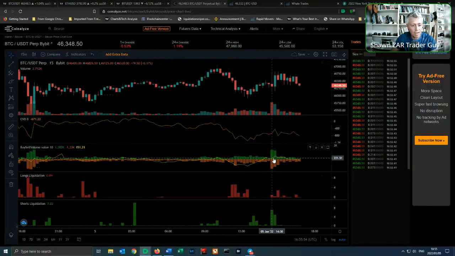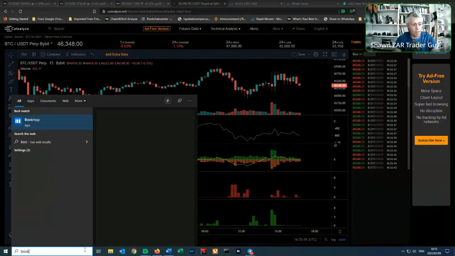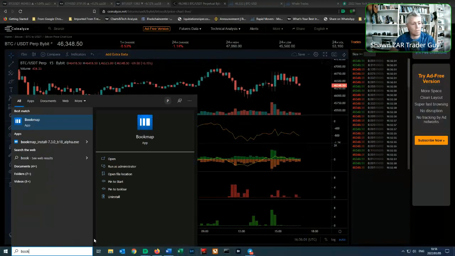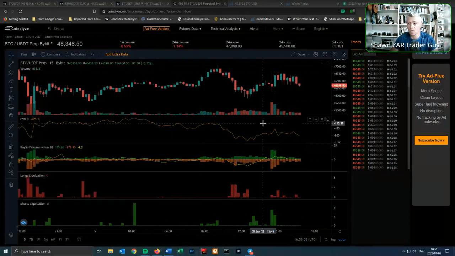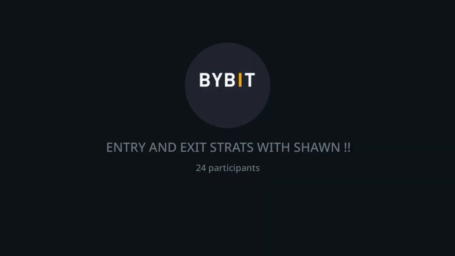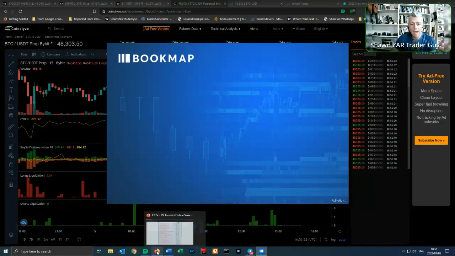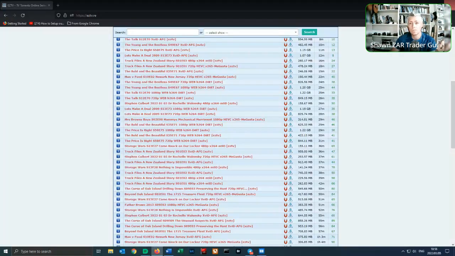Another tool that I like to use is a program called Bookmap, and all of these tools are free. You don't have to pay for them, and you can actually see what's going on in the order book very, very nicely. You need to go to bookmap.com. Let me just wait for it to load. You've got to go to bookmap.com and add the charts that you want to trade. Let me just close these.